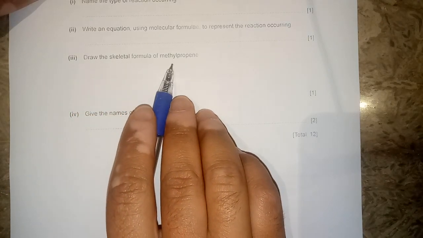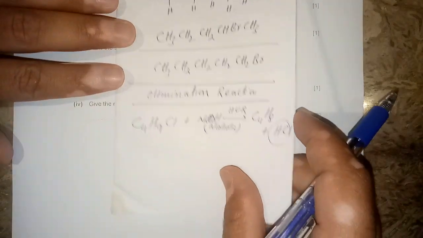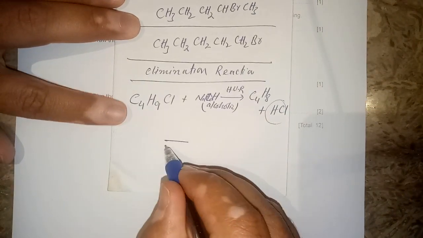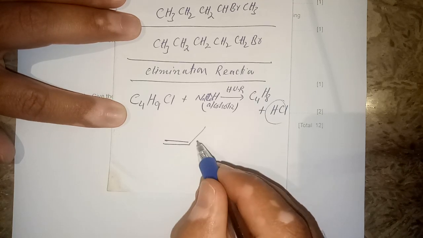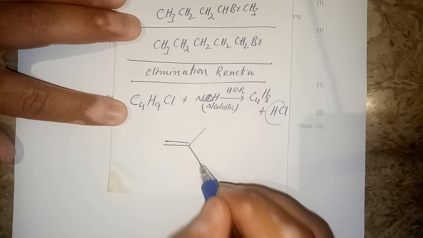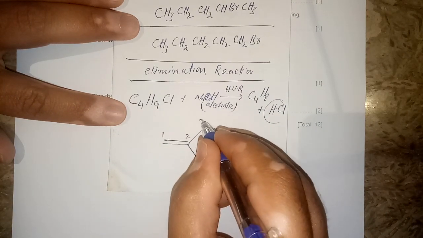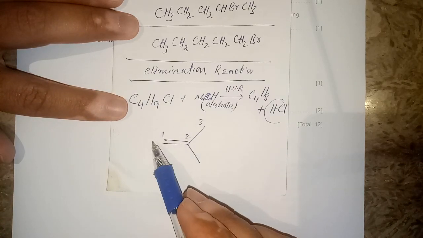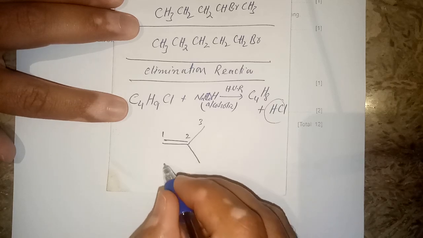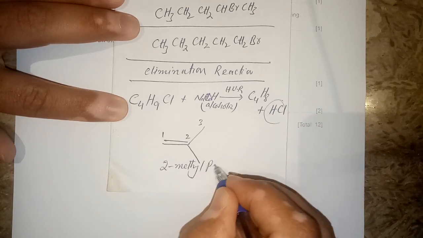Then it says draw the skeletal formula of methylpropene. We have to show the double bond, and count the total carbon atoms in methylpropene. So this is methylpropene. This is carbon 1, this is carbon 2, this is carbon 3. So this is 2-methylpropene.